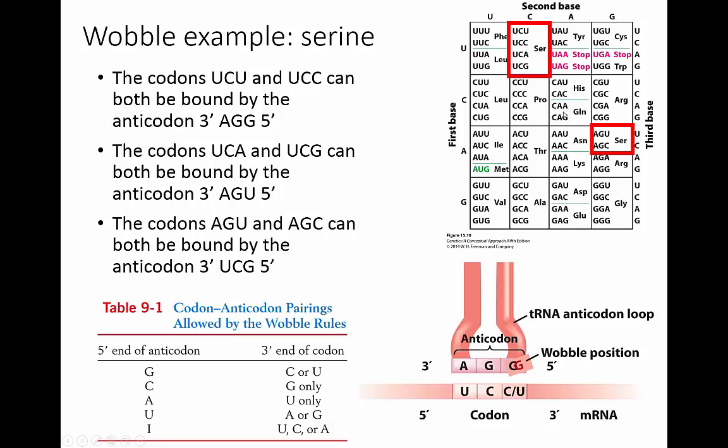Finally, there are 2 more serine codons, so AGU and AGC, and these ones can both be bound by the same anticodon, which would be UCG. Again, the first 2 pair perfectly. The third position is a G, which can pair with either a C or a U.